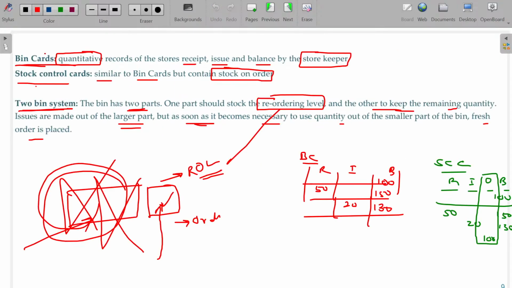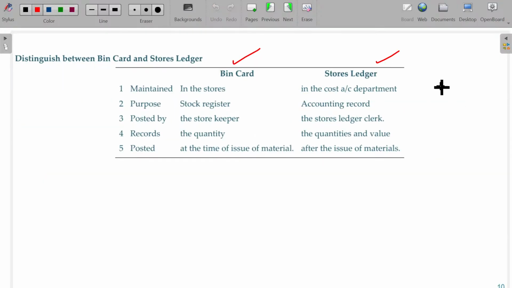Here it's a stock control card. This is the stores ledger, prepared by the accounts department and maintained in the stores costing department. Purpose: stock register, how many units they have, what fresh purchases and what fresh issues they have made will be recorded here. It's an accounting record. Posted by the ledger clerk or accountant, and records both quantity and value, whereas the bin card is posted by the storekeeper and records only quantity.